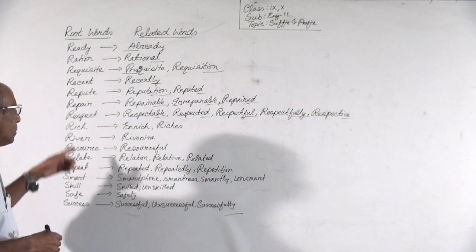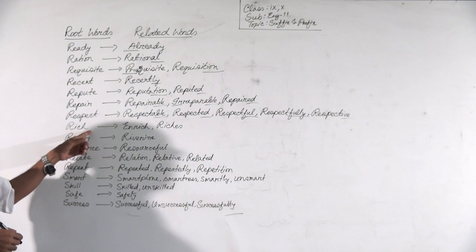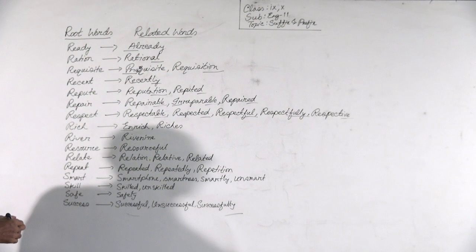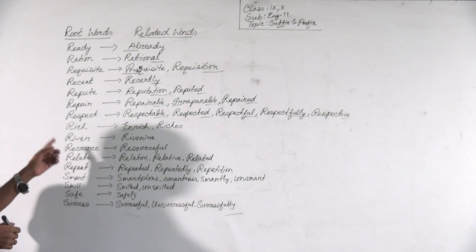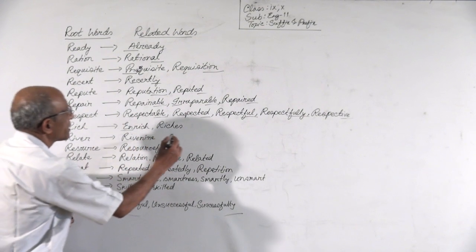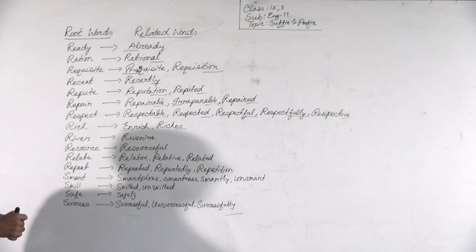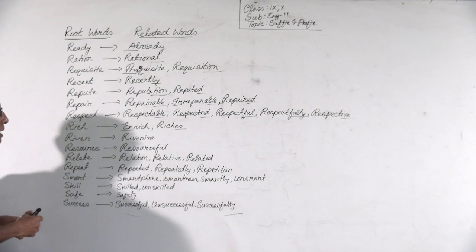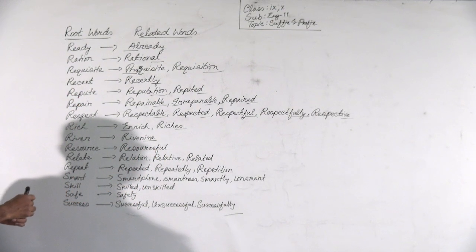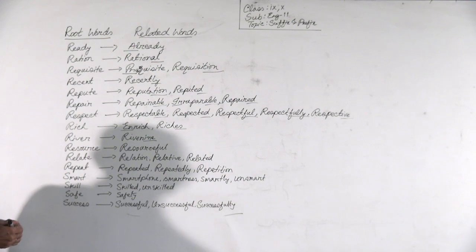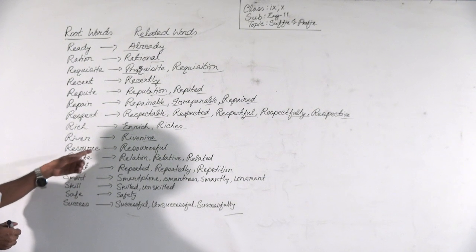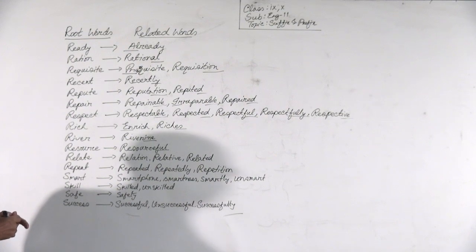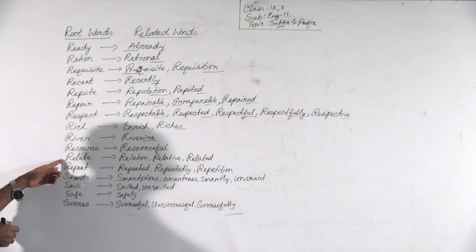Respective is an adjective. Okay. Then rich. Rich is an adjective. If we add prefix en, then it will be enriched. Rich, enriched. If we add suffix es, then it will be riches. Riches is a noun. Okay. Then river. River is a noun, but if we add suffix ine, then it will be riverine. Riverine is an adjective. Then resource. Resource is a noun. If we add suffix ful, then it will be resourceful. Resourceful is an adjective.